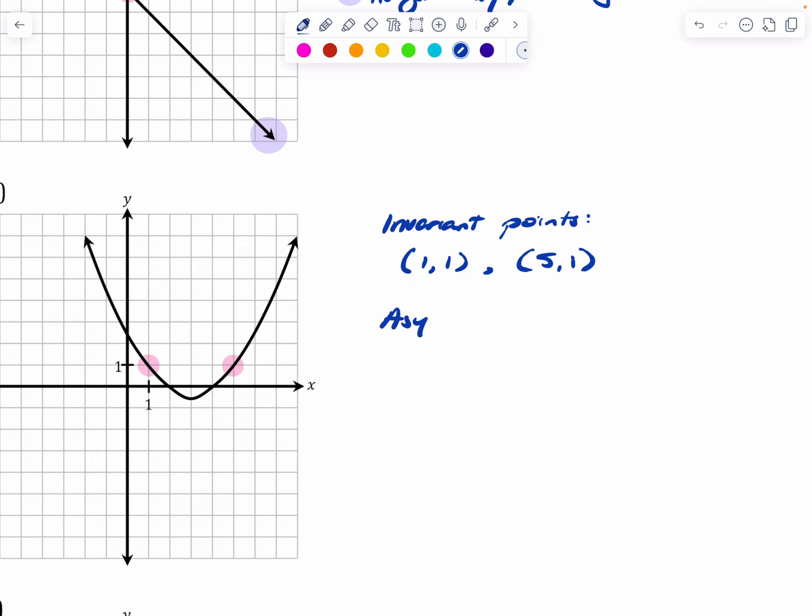As for asymptotes, there's a vertical asymptote. Oh, there's two of them actually. So there's two spots where y is 0. So there's a vertical asymptote at x equals 2 and a vertical asymptote at x equals 4.